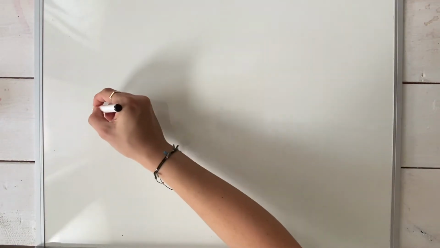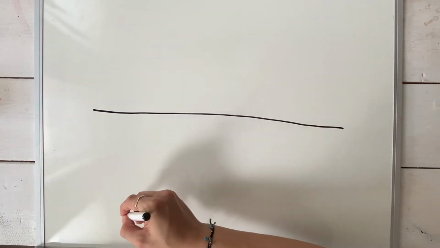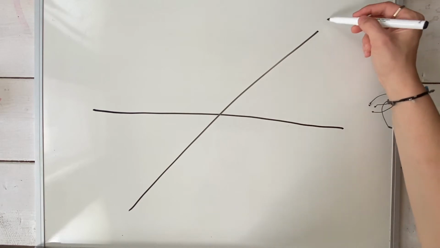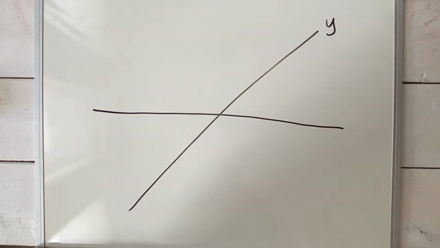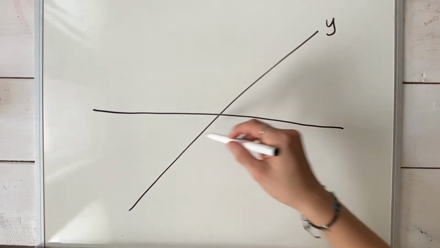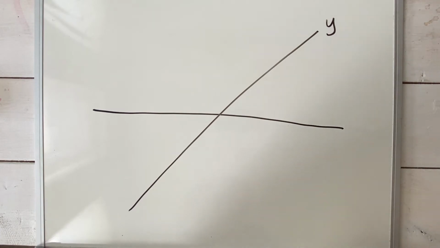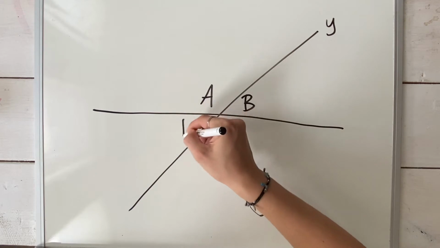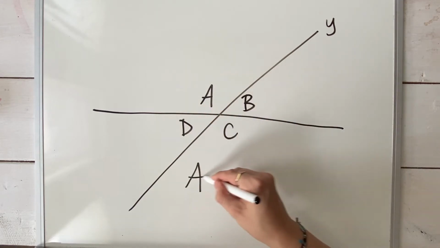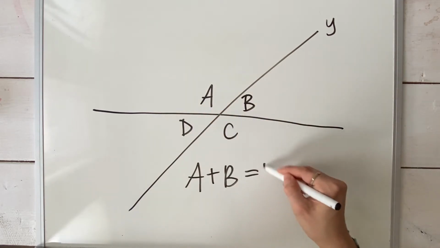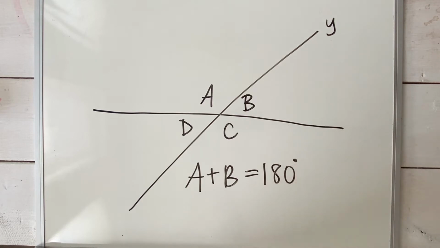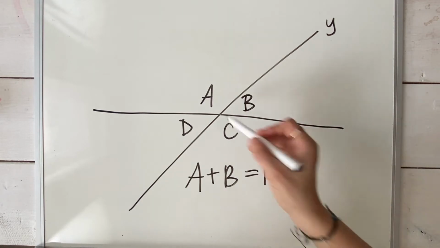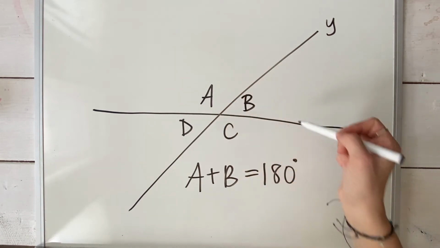If you have a line and cut through it with another line called a transversal, then you create four angles that have really important relationships. Let's call these A, B, C, and D. Angle A plus angle B will add up to 180 degrees. These are called supplementary angles because they are both on the same line.